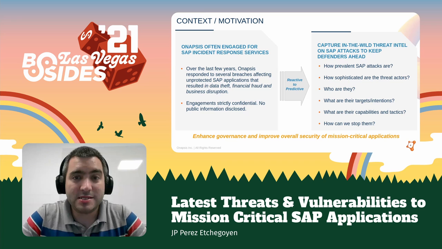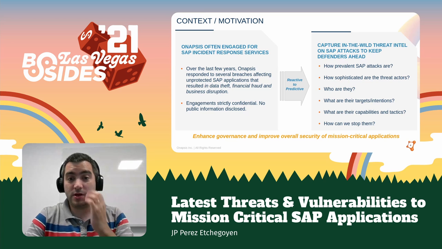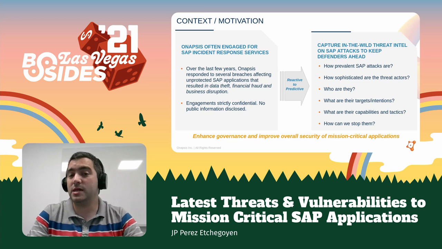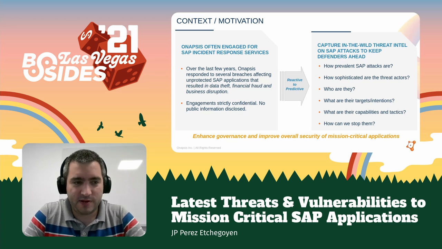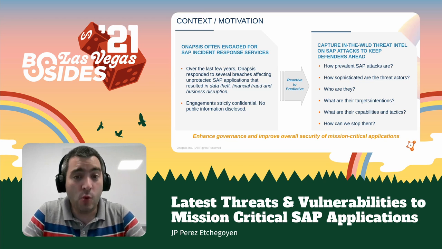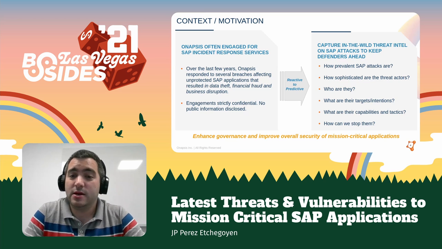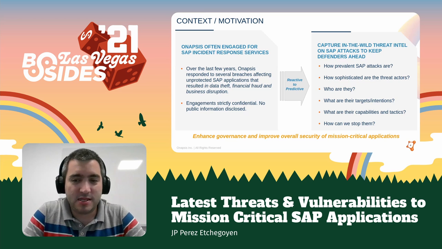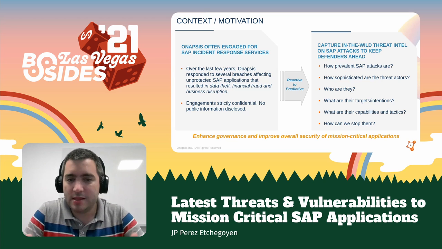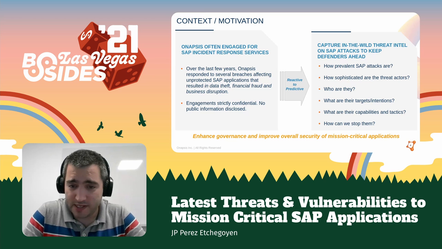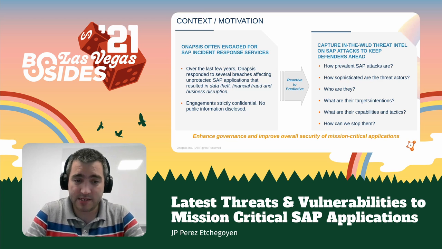But we know that these types of attacks are happening, and we know that threat actors are targeting these applications. So how can we really communicate this type of information? How can we help organizations understand if those threat actors are sophisticated, who is behind these attacks, what their intentions are, what the TTPs are, but more importantly, how can we stop them, right? How can we build capabilities to stop threat actors from compromising our SAP applications in the first place?